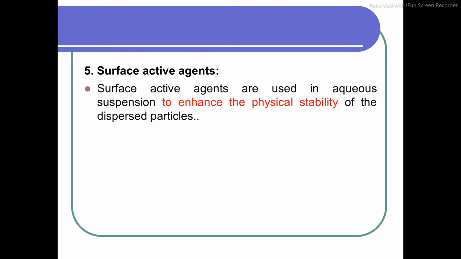So in order to enhance the physical stability, there is a need to add some surface active agent. And what is the role of this surface active agent? This type of surface active agent will accumulate at the interface existing between the solid particle and the liquid phase, and in this way it reduces the interfacial tension, and once the interfacial tension reduces, we can enhance the physical stability.